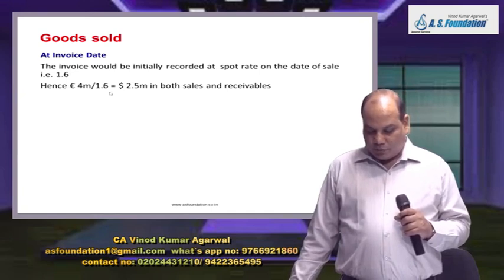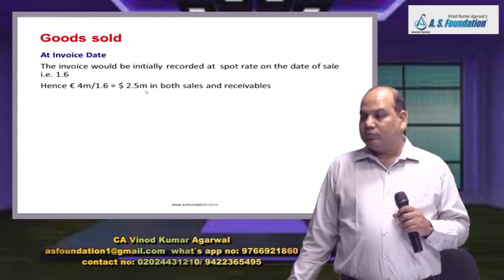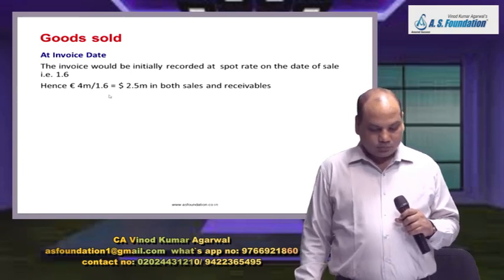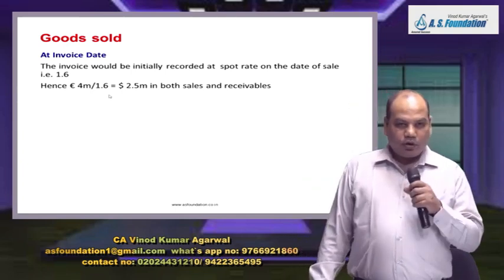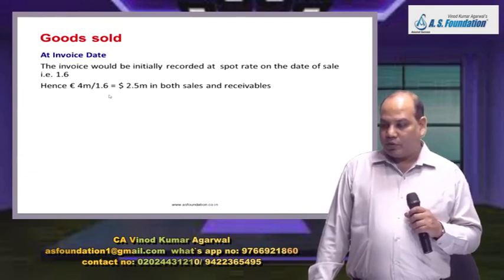Therefore, sales and receivable is equal to 4 divided by 1.60, which is $2.5 million.